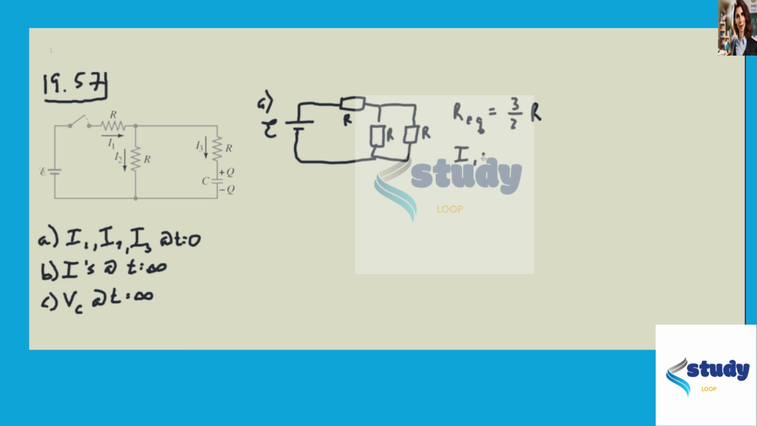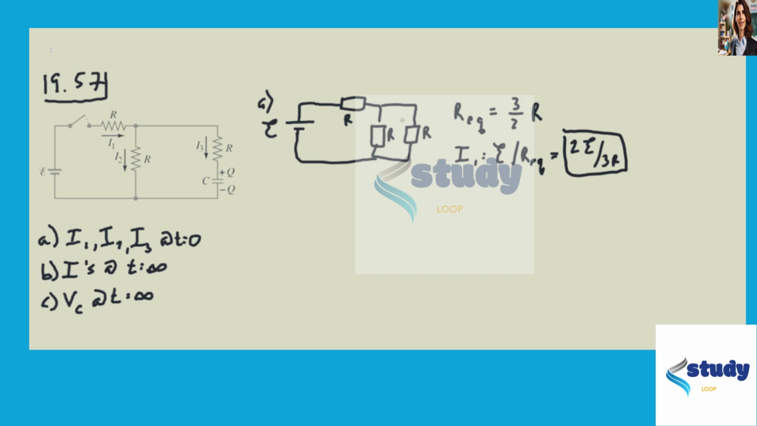So I1 equals V over the equivalent R. I guess this should be an E. So E over R equivalent, which R equivalent is 3/2 R. So we get 2E over 3R.